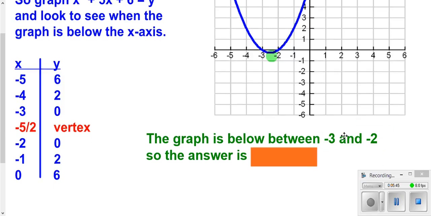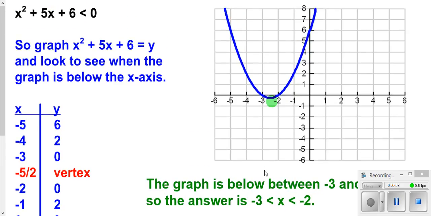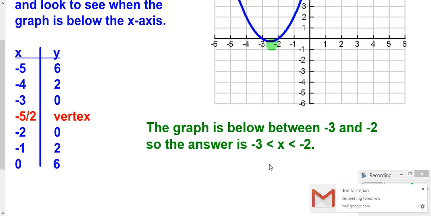So how would we write that? We could write that, since it's one region, it's one inequality, where our variable is between -3 and -2. And that's what we have written here. Now notice our original problem was only less than, so we are going to have -3 less than x less than -2.